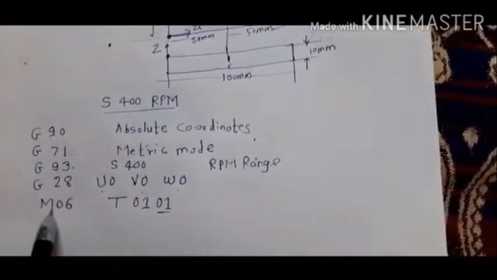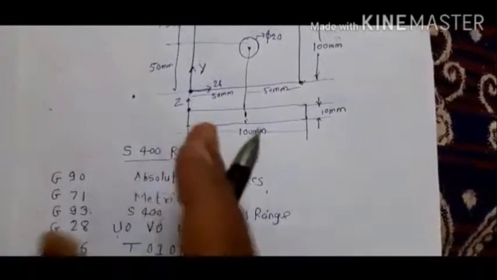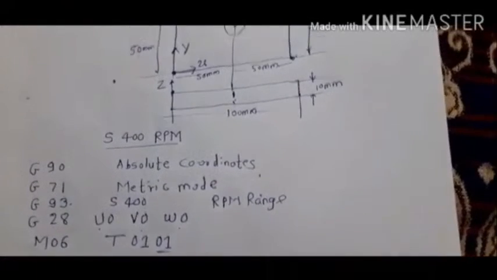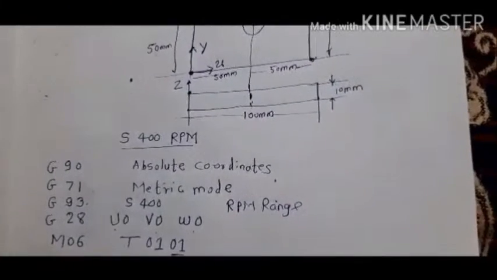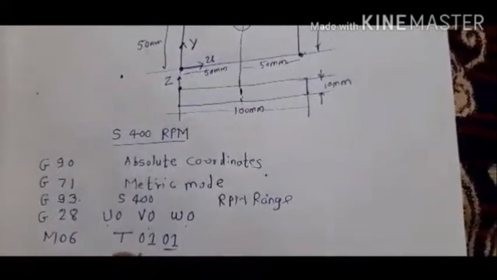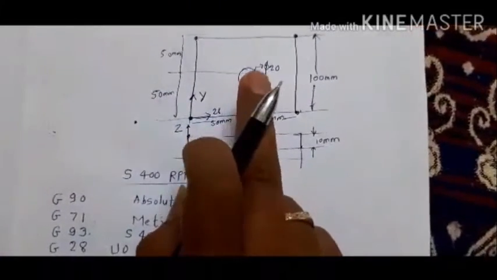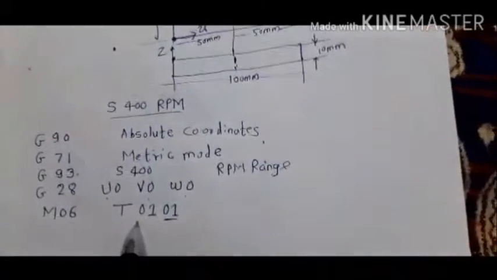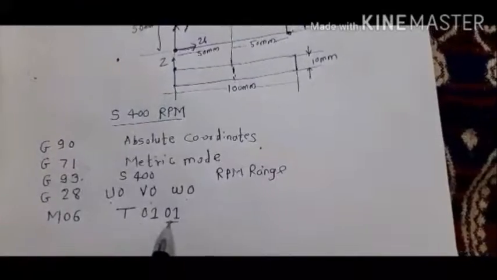So M06 is used for changing the tool, meaning on the same machine, suppose some operations are done previously before manufacturing of this job. So you have to change the tool and select tool number 1. Drilling tool number 1 has a diameter of 20 mm, so that we can go for drilling of 20 mm. So this is tool number 1 we have selected along with offset 01.